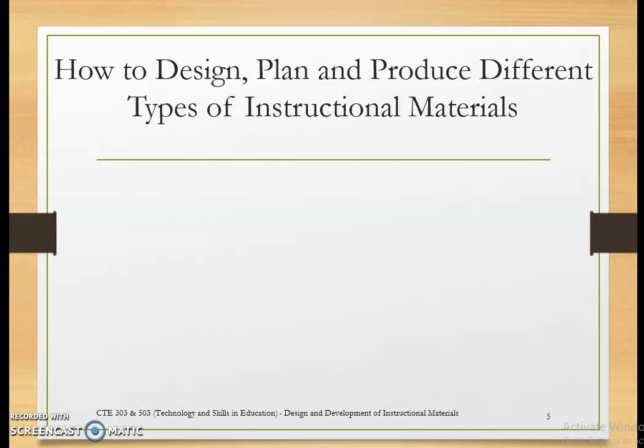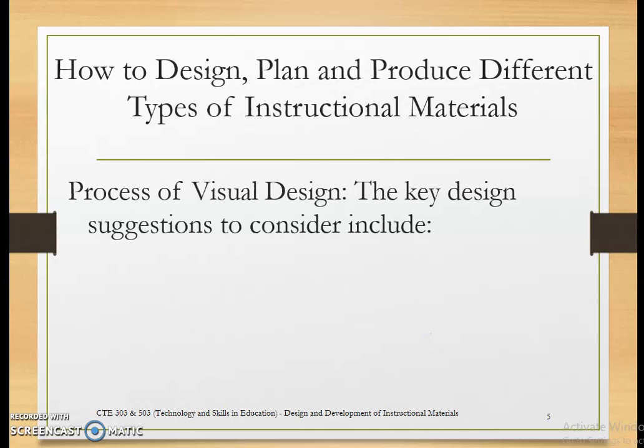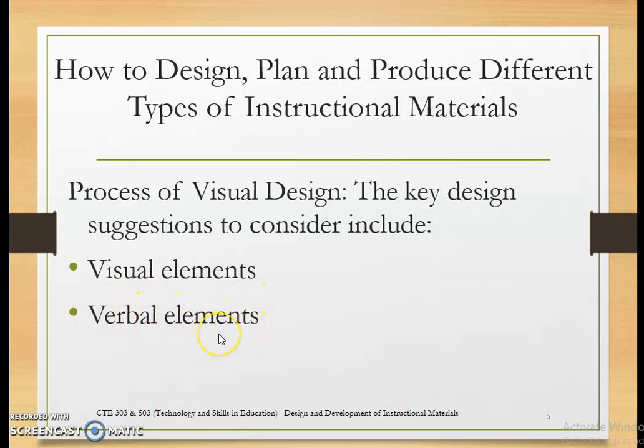We now look at how to design, plan, and produce different types of instructional materials. The process of visual design. This is one way of looking at some of the materials. The key design suggestions to consider for process of visual design include: what are the visual elements? What do you need to see in your media or material? What are the verbal elements? What comes out as verbal information? And which are the elements that add appeal to your media?